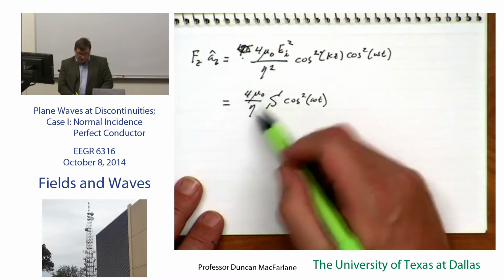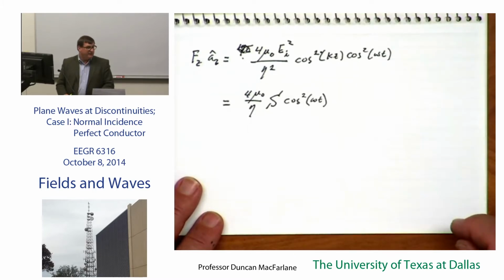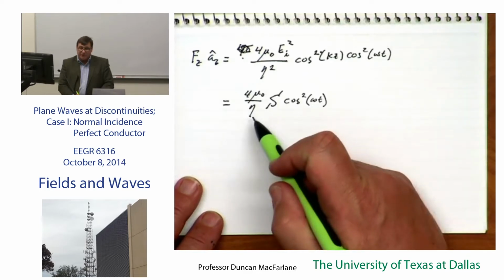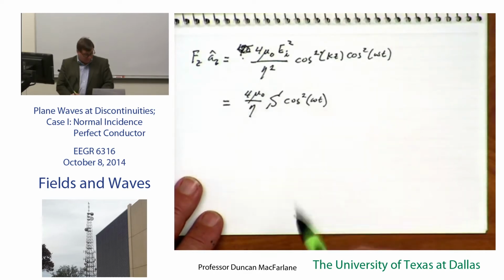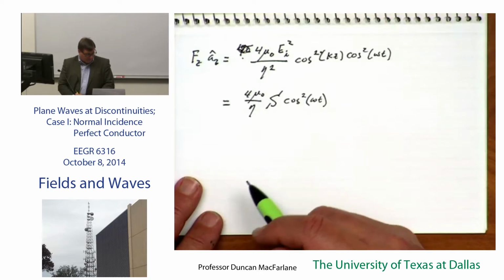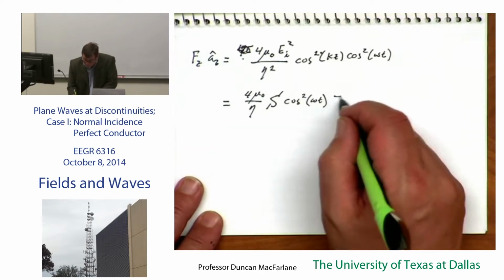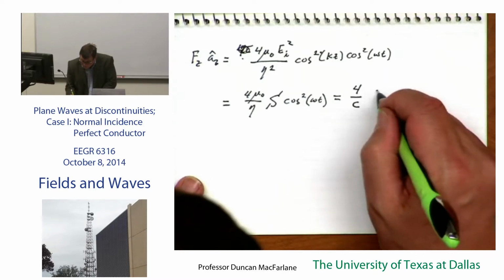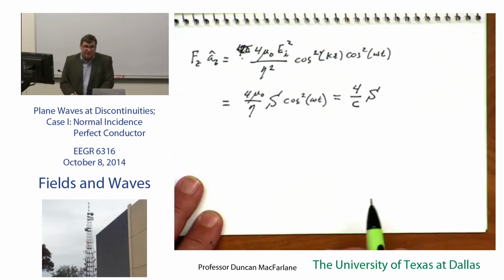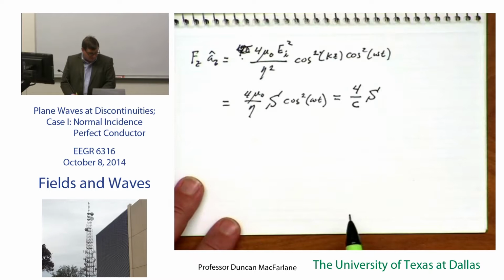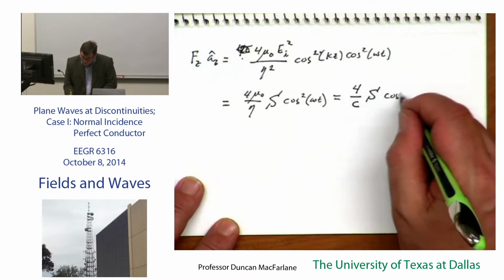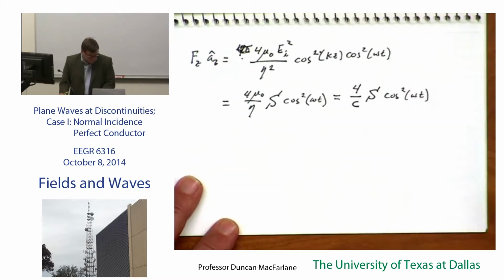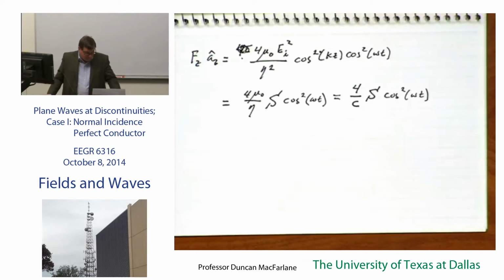If I play around with this mu naught and this eta, eta has epsilon and mu in there as well. And so the mu is in there. And that turns that into a 4 over c times the power density, power watts per meter squared, times the cosine squared of omega t. Okay?